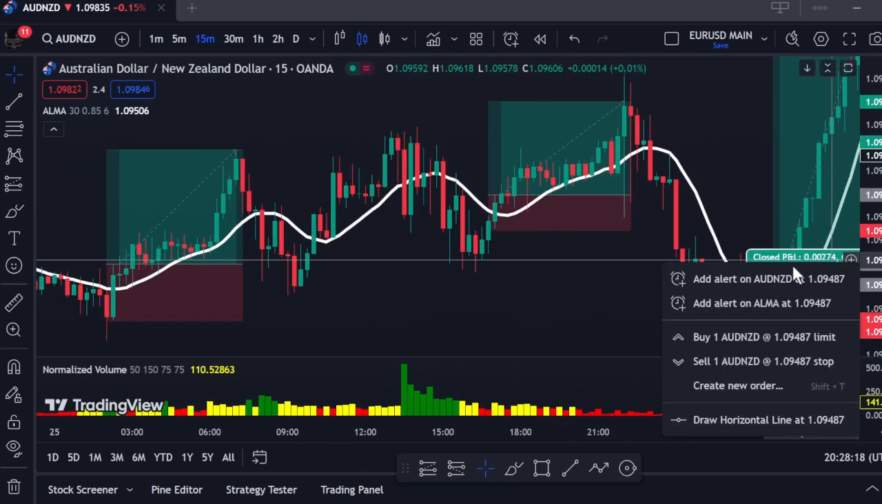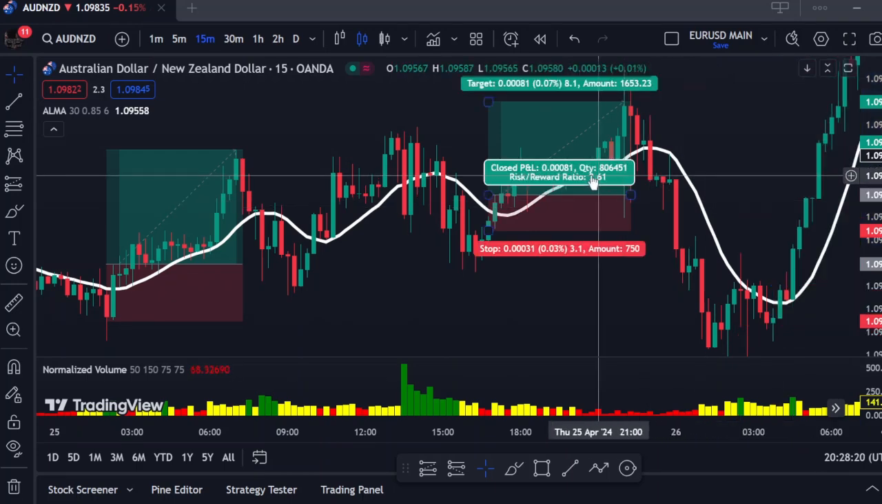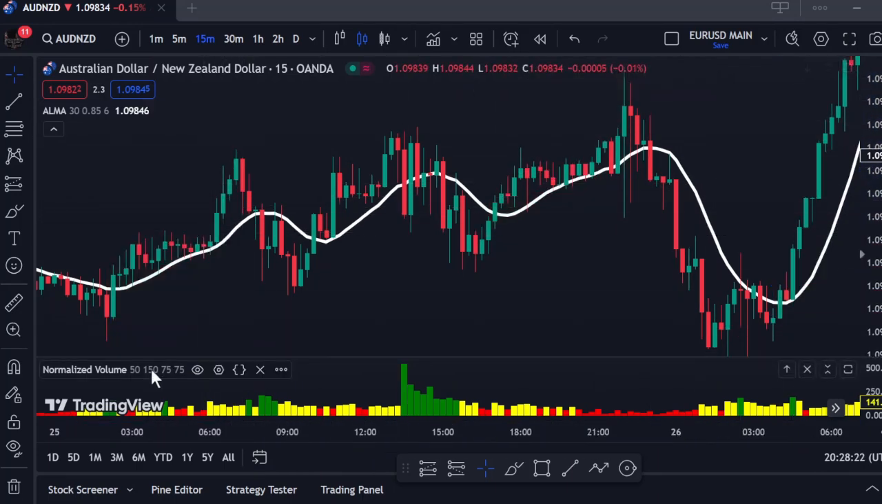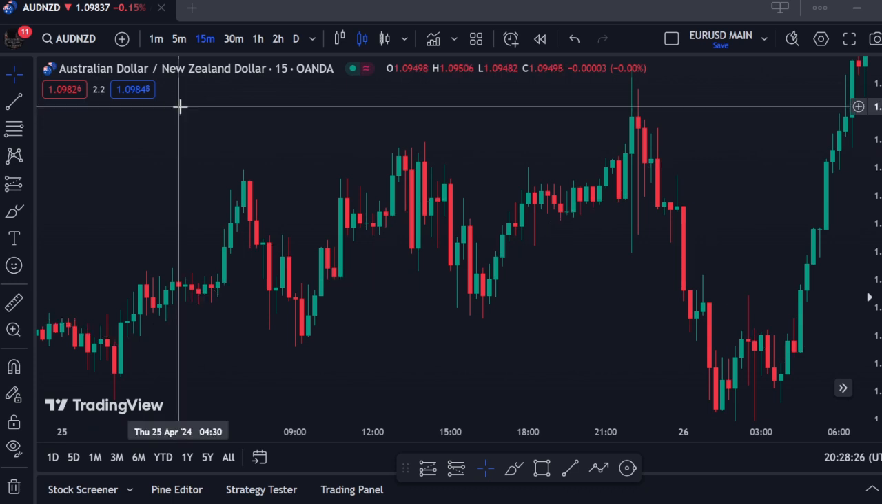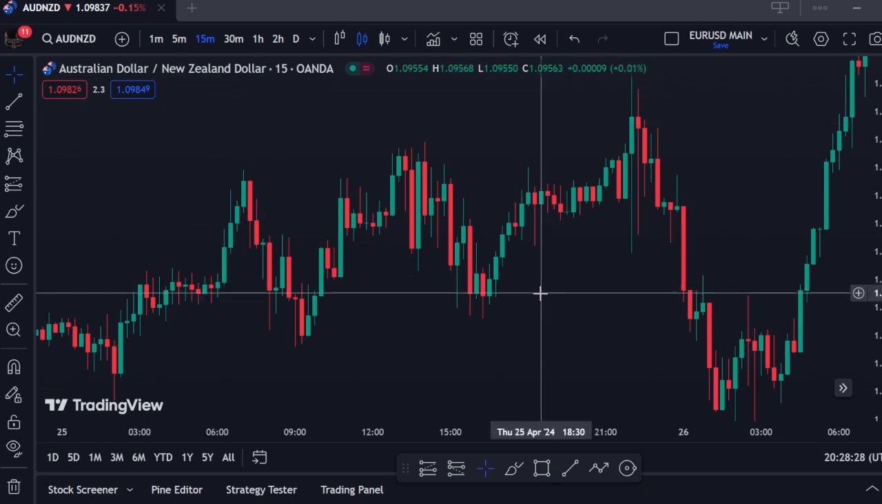Now, I'm first of all going to delete all of this stuff right now. Gone. And I'm going to remove all the indicators so you guys can be able to follow along on how I add these indicators.